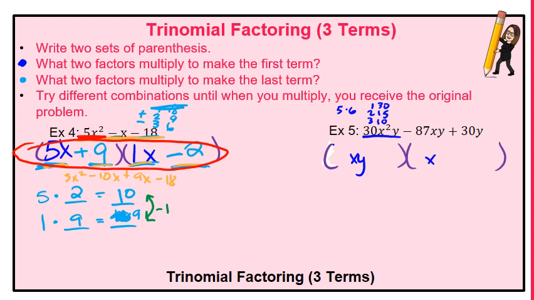So let's take a look at the last terms. The last term's 30y. So one of those is going to be a y. But which one? Does it matter? It kind of does, right? That last term matters the order. 30. Oh my gosh, I got 30 again. 1 times 30, 2 times 15, 3 times 10, 5 times 6.